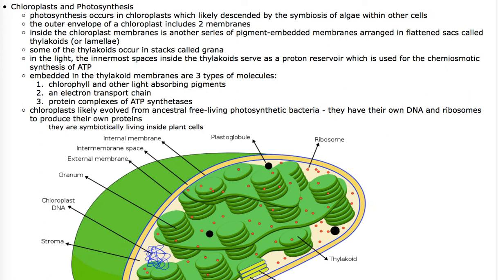Okay, so the next part of the discussion of the matter and energy unit is photosynthesis.